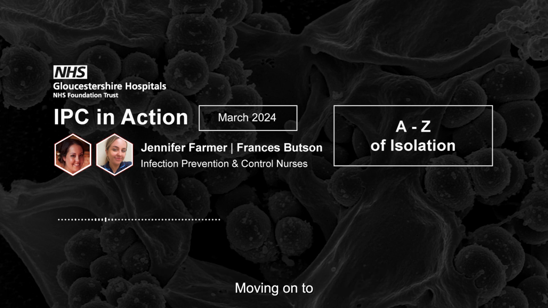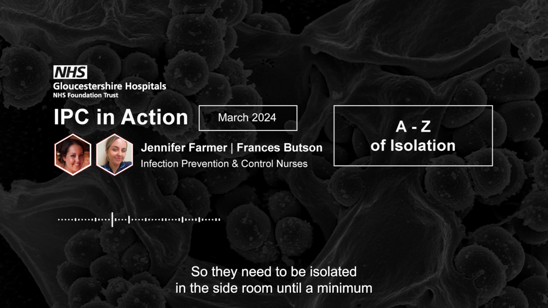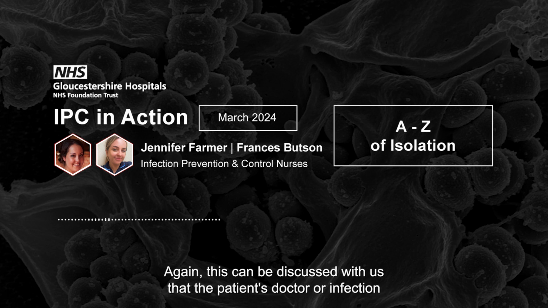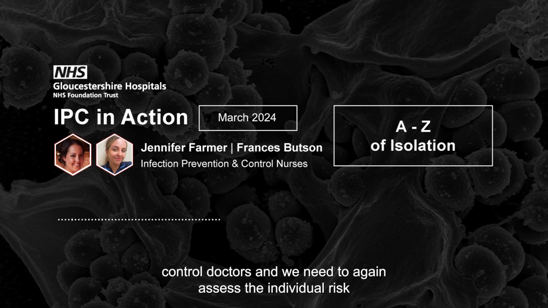Moving on, we're coming up with two types of tuberculosis. Starting off with pulmonary tuberculosis, they need to be isolated in a side room until a minimum of 2 weeks post anti-TB chemotherapy. Again, this can be discussed with the patient's doctor and our infection control doctors, and we need to assess the individual risk before they come out of the side room.